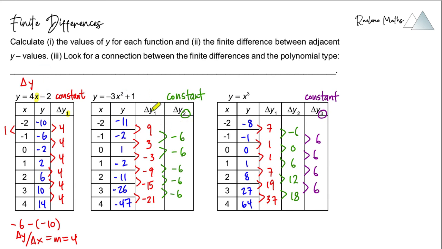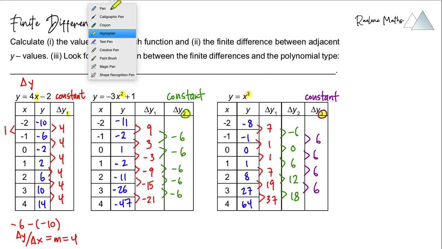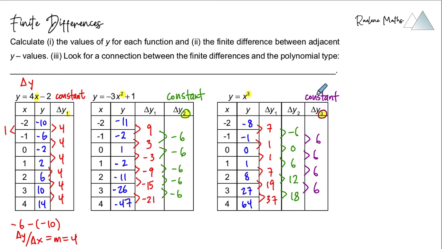For the quadratic, it took two calculations of finite differences, and so we know that when we come up with a polynomial whose second finite difference is constant, we have a quadratic polynomial. And in the final case, when we have a third finite difference which is constant, we end up having a cubic polynomial. So that's our connection here. Just to summarize this, the number of finite differences it takes to be constant is the same as the degree of the polynomial.